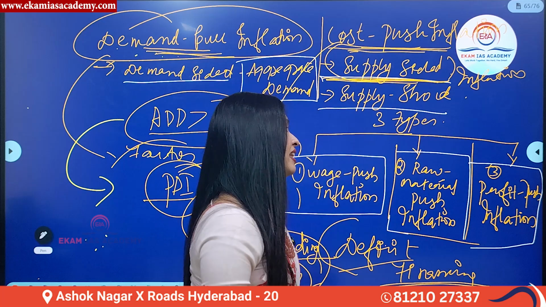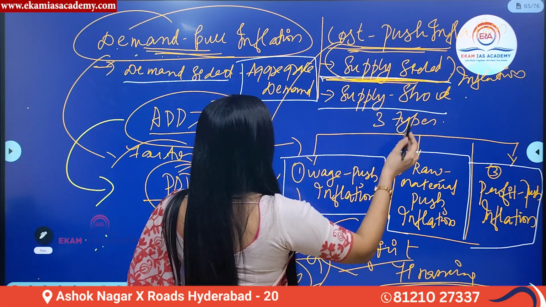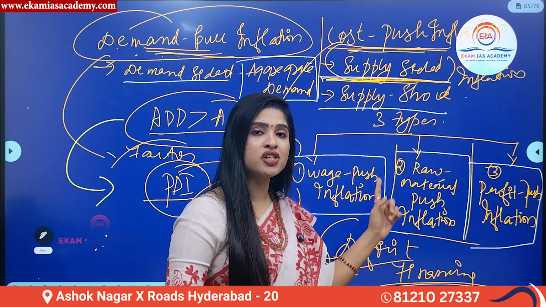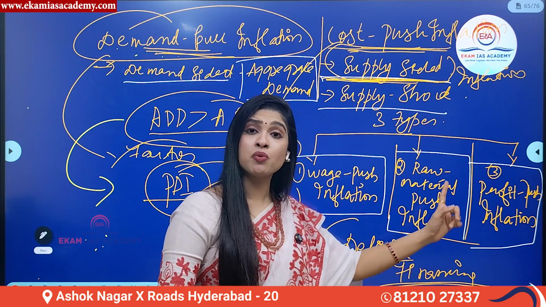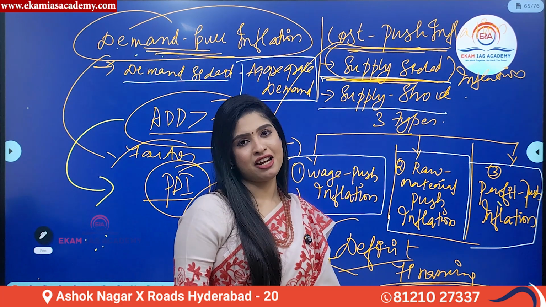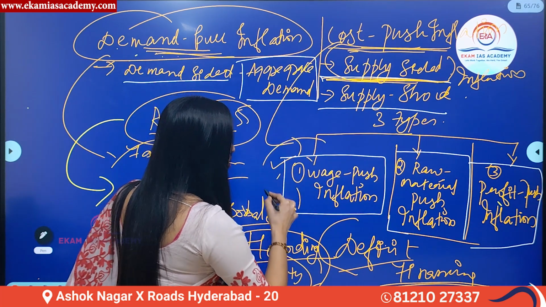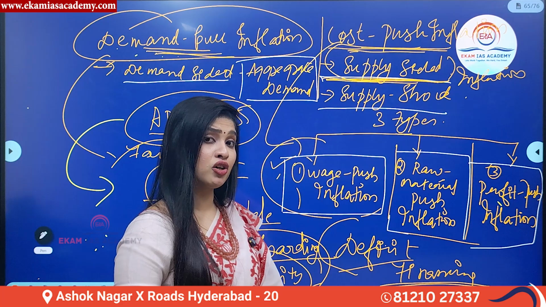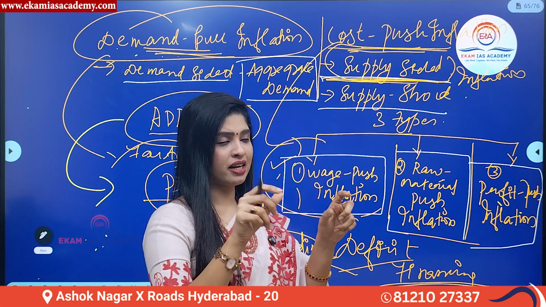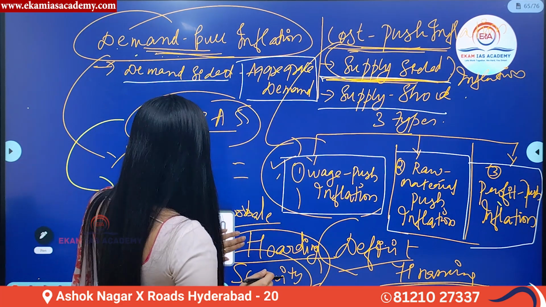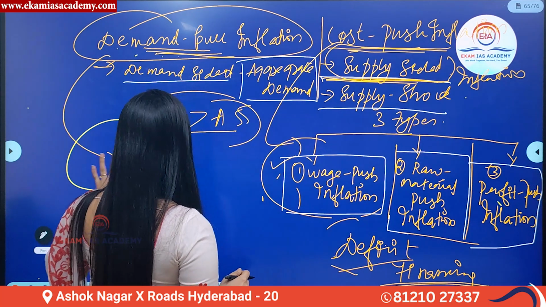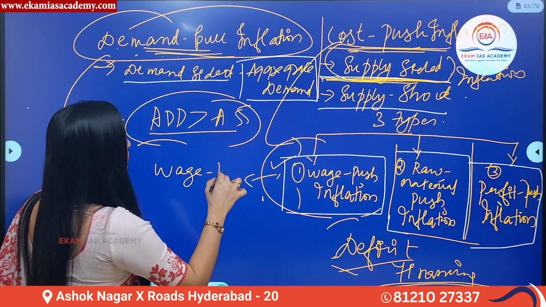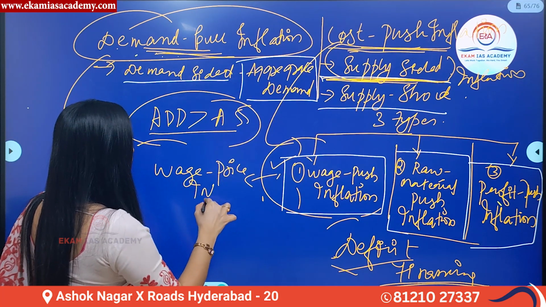Now, having said that, this cost push inflation can be categorized into three types. Wage push inflation, raw material push inflation, and what is the third one? Profit push inflation. Now, this is a very important topic, wage push inflation. For the UPSC Prelims examination also, wage price spiral or inflation indexed wages. These are all different topics. Is it clear? So now, having said that, what is wage push inflation?